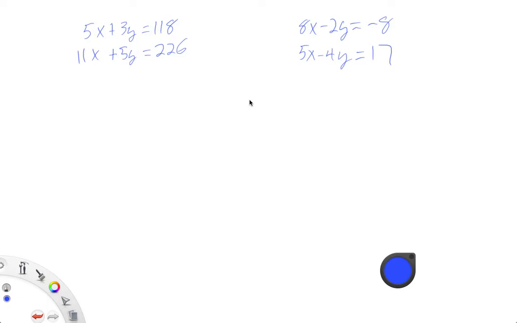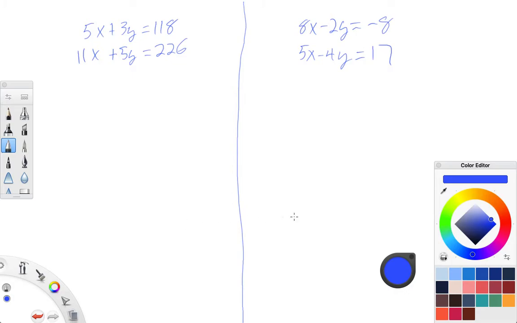So for this one, these are example problems, so I would like you to try them on your own first. If you are having a hard time getting started, then feel free to just maybe do the first few steps and then pause it. I would like you to try the whole thing on your own first.